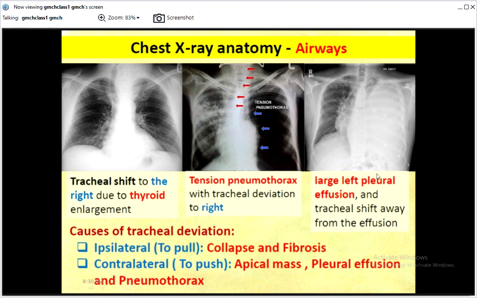Here again it has been pushed to the opposite side by a massive pleural effusion. We will be discussing all these later on, how to work up pleural effusion or pneumothorax. So we are just discussing here the position of the trachea. How does that matter? If there is pathology on the right side and the trachea is also shifted to the right side, then it could be because of either collapse or fibrosis. If it is shifted to the opposite side of the pathology, then it could be some mass, or pleural effusion or pneumothorax, like we saw in these two X-rays.